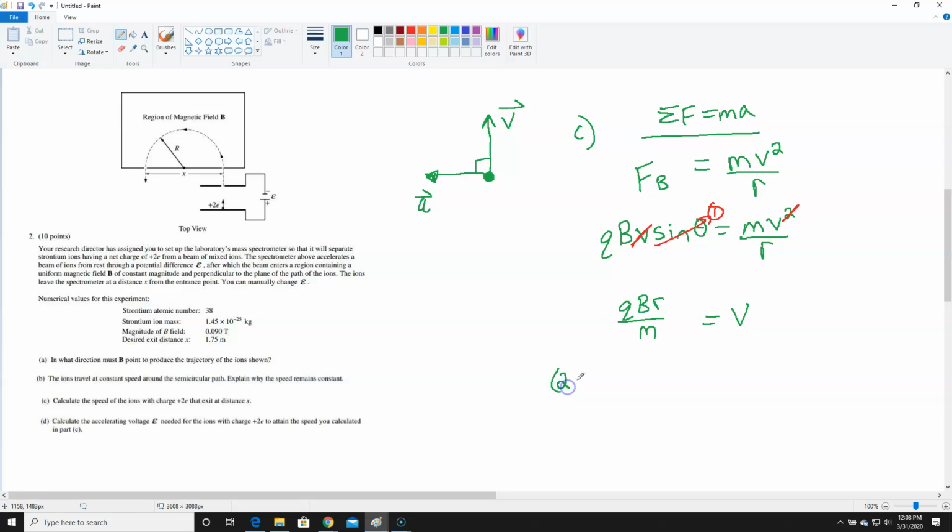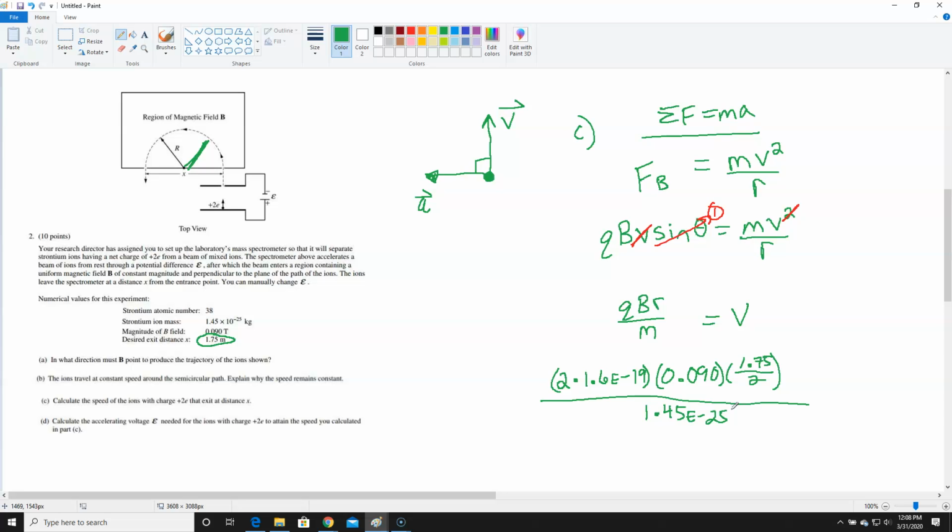Q is 2 times the fundamental value of elementary charge, 1.6 e negative 19, 2e. The B strength, 0.090. R is half of 1.75. And the reason why it's half is I only want the radius of this circle, and X is given as the full diameter. And mass is given as 1.45 e negative 25.